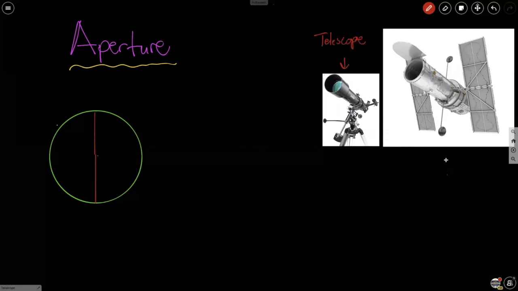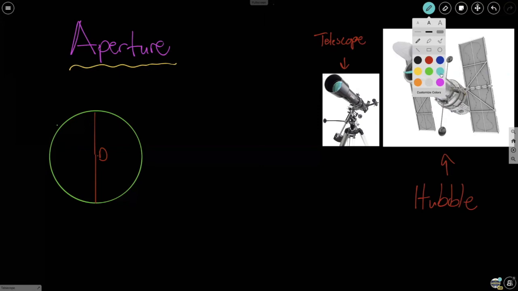If we look at these telescopes here, we have a regular telescope, and then we have the amazing Hubble telescope, which is a satellite telescope that we use to really study galaxies. When we look at the aperture here, we see that the Hubble is a lot bigger, correct? It has a much wider aperture compared to a standard regular telescope. When we're talking about aperture, we're talking about diameter.